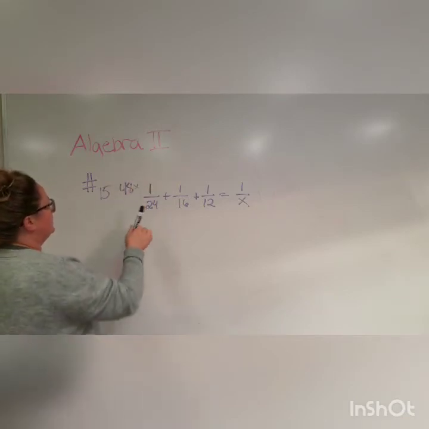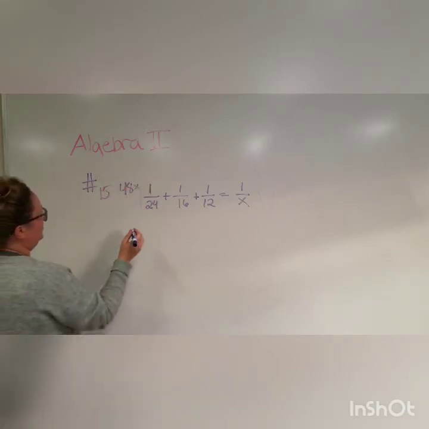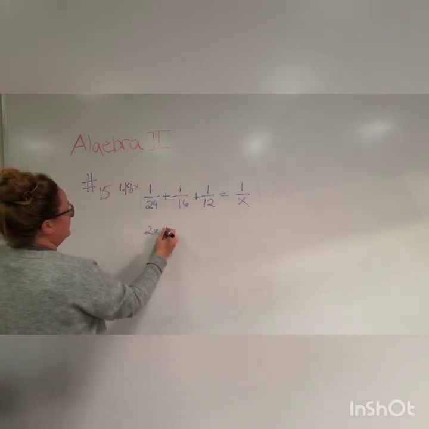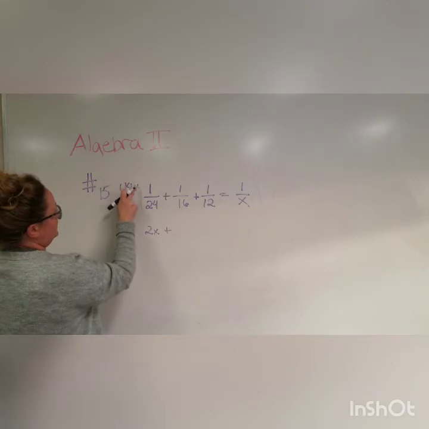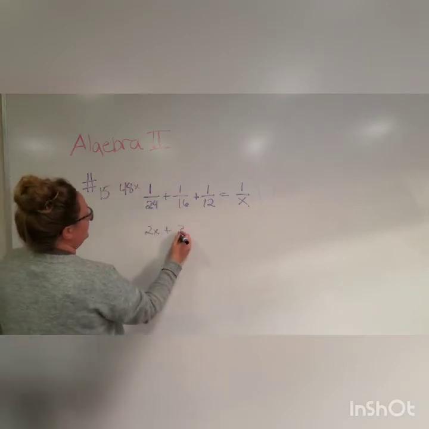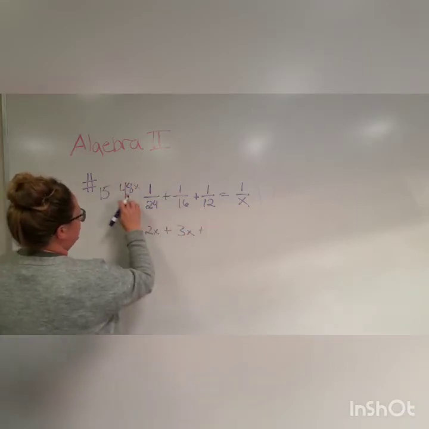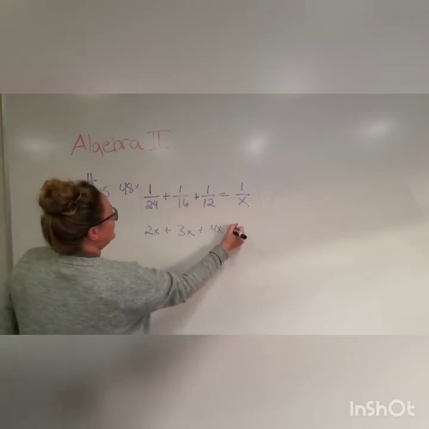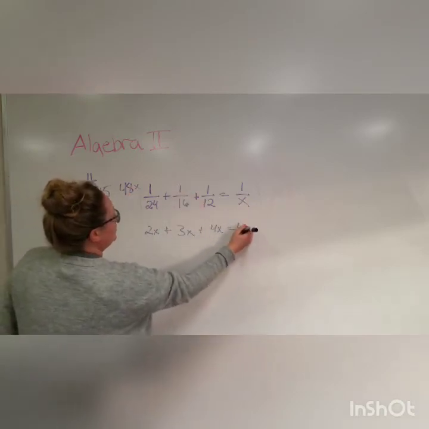All right, so 24 goes into 48 twice. 2x times 1 is 2x. 16 goes into 48 3 times, x times 1 is 3x. And 12 goes into 48 4 times, 4x times 1 is 4x. And then here the x cancels, equals 48.